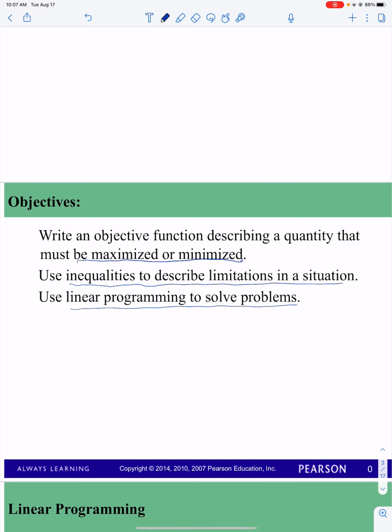So what does this mean? Typically in real life, we always want to find the optimal solution, meaning either the maximum or minimum of the cost, or maximizing your revenue. But in real life, you always have constraints, all kinds of different constraints. This is why you have limitations in a situation. So in order to model this kind of real problem, we construct a special type of question. It's called linear programming.